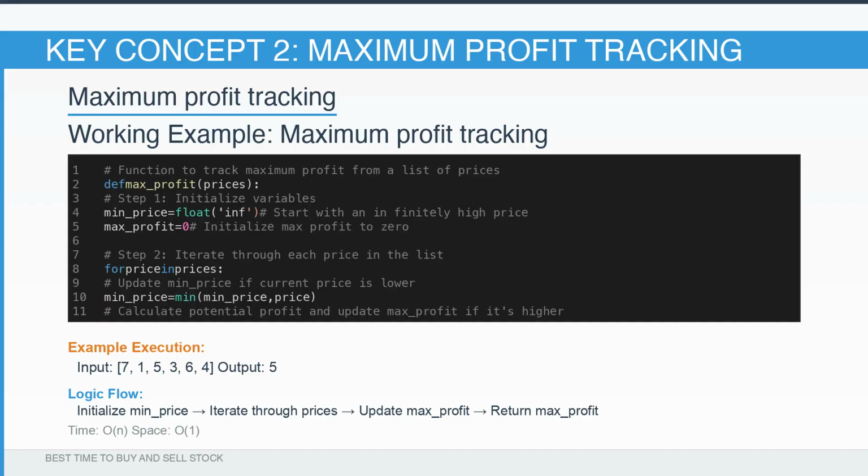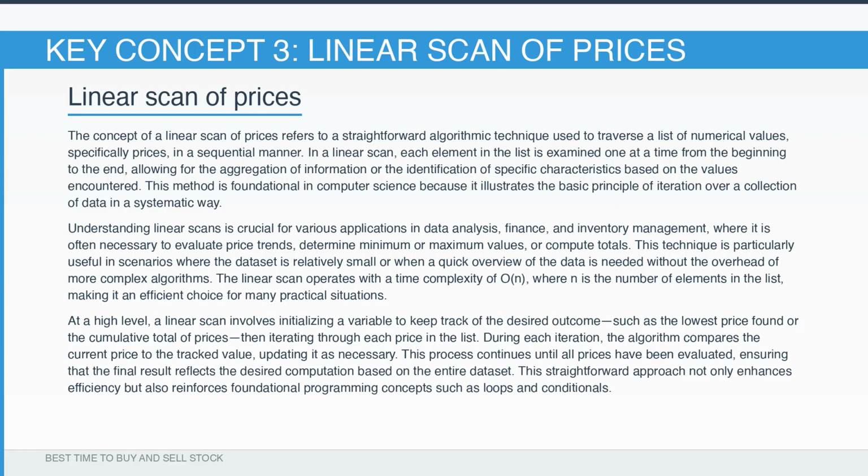The concept of a linear scan of prices is a fundamental technique in algorithm design that allows us to analyze a list of prices in a straightforward way. Imagine you're looking through a stack of receipts, one by one, to find the lowest price you paid. This is similar to how a linear scan works. You start at the beginning of the list and systematically check each price until you reach the end.